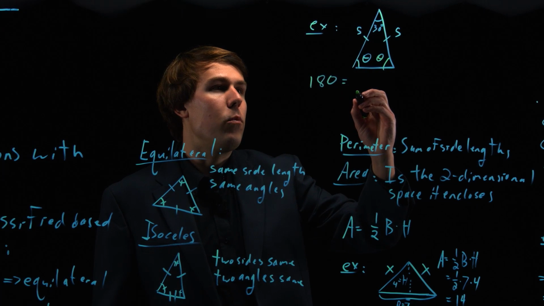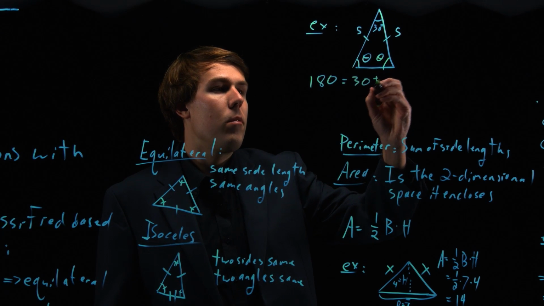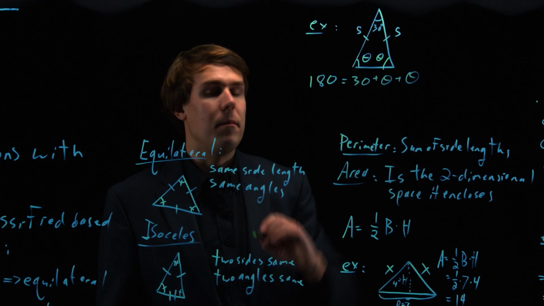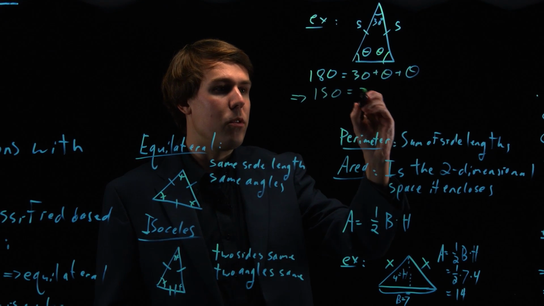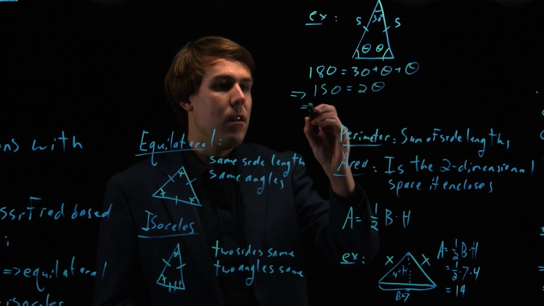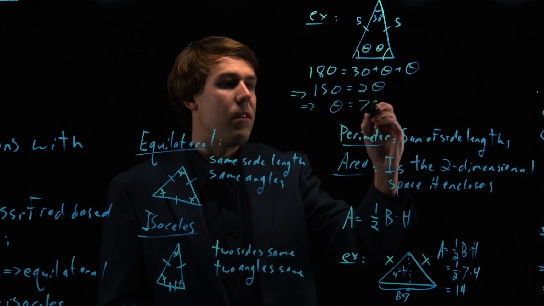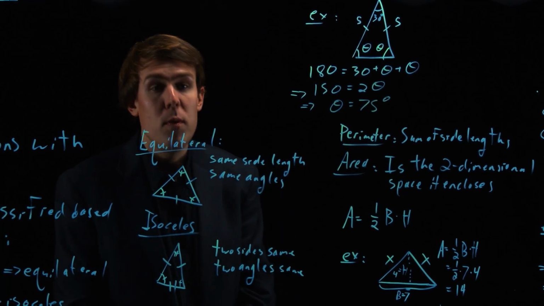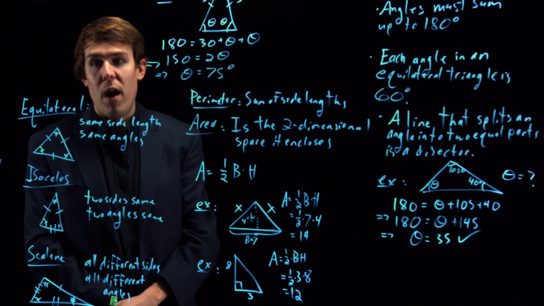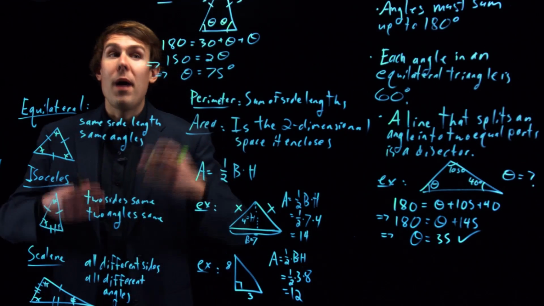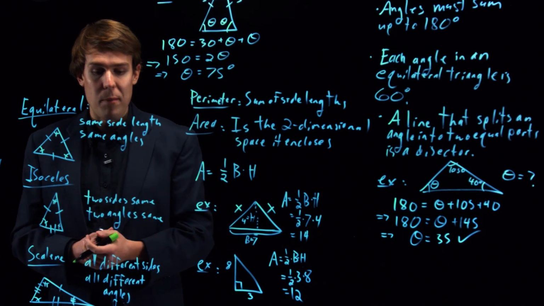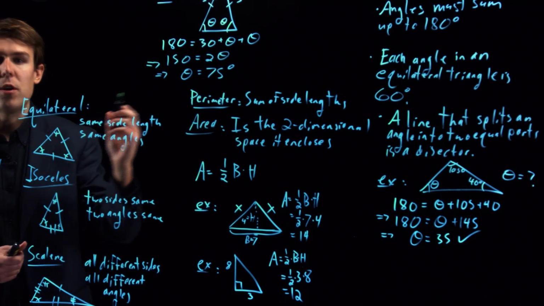So I can solve as follows. 180 is equal to 30 plus 2 theta, which tells me that 150 is equal to 2 theta, so theta is equal to 75 degrees. So we can use this isosceles triangle trick. As the last example, we'll combine this trick with something even more complicated, which is the following picture.